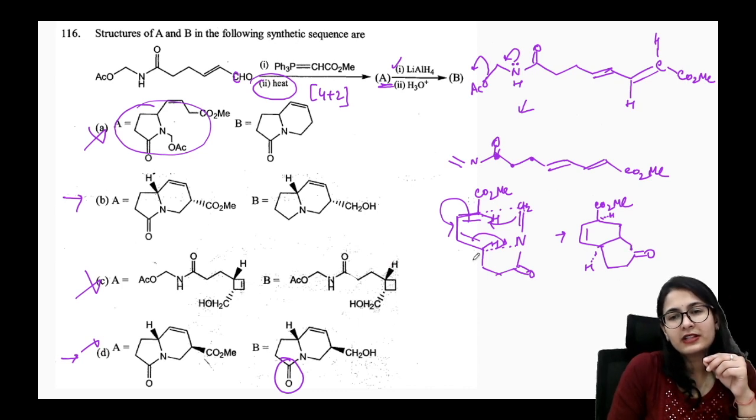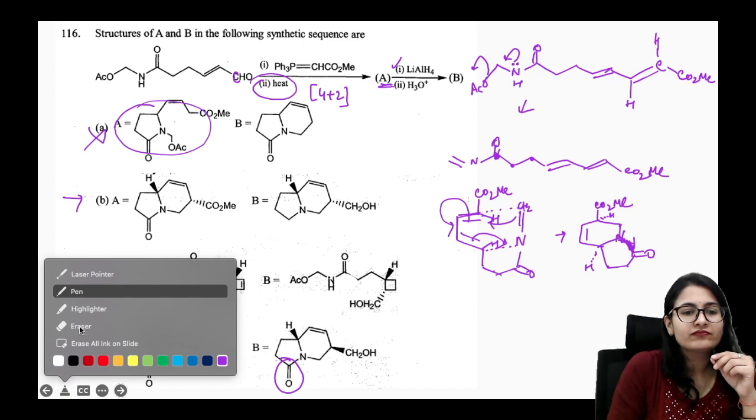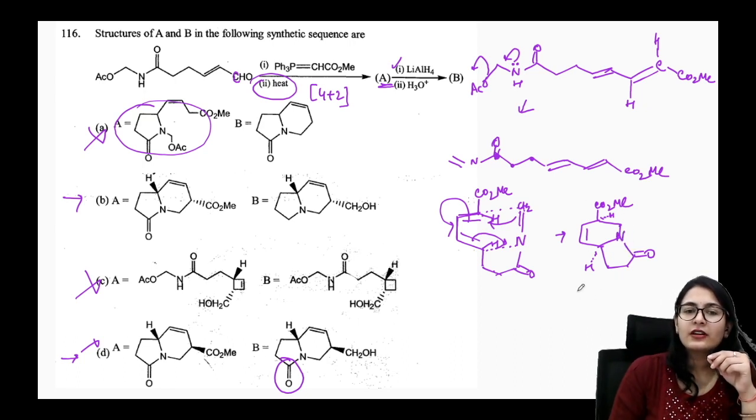One carbon extra, isn't it? 1, 2 and 3. There should be a nitrogen over here. Nitrogen is in the center. Alright, this is what you have. Nitrogen is over here. This is your molecule.